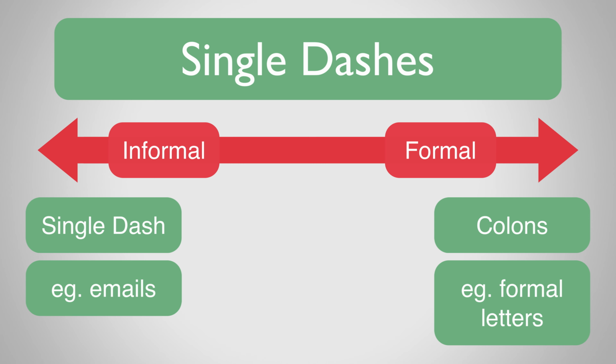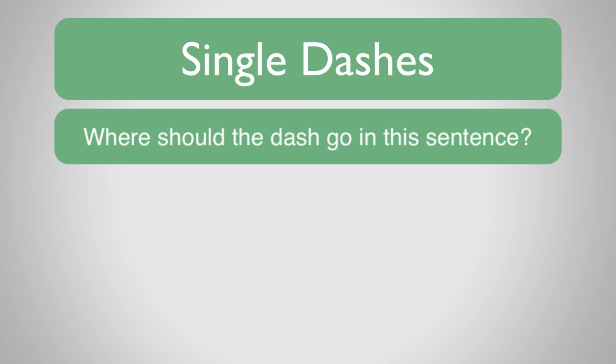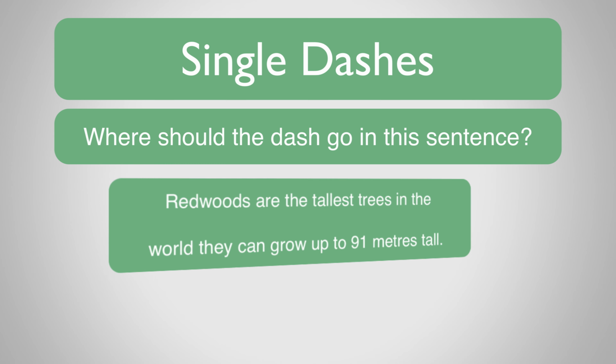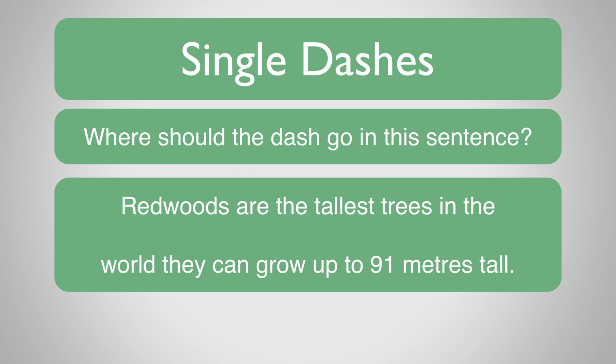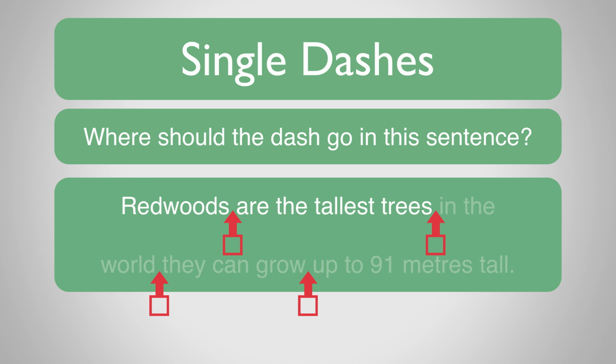Let's take a look at another example. This time we need to work out where the dash should go. Redwoods are the tallest trees in the world. They can grow up to 91 metres tall. Well, just like colons, a single dash must go after a main clause. So let's read this sentence out loud, stopping once we hear a main clause. Redwoods are the tallest trees. Okay, this is a main clause, but I think there's more, so let's keep reading.